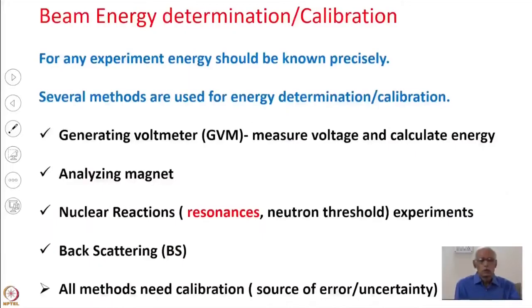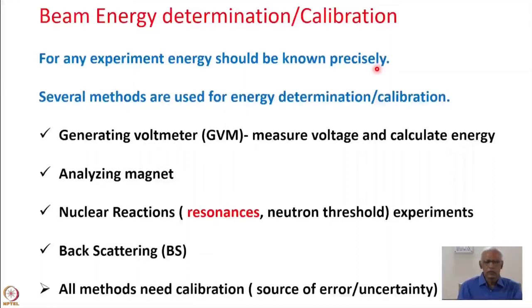And of course this might involve some calibrations, and I will be discussing details of these aspects. So, beam energy determination and calibration. You know that for any nuclear physics experiment, the most important parameter is particle energy, and that should be known precisely. We should know the energy precisely in order to understand the nuclear physics experiment and its outcome.